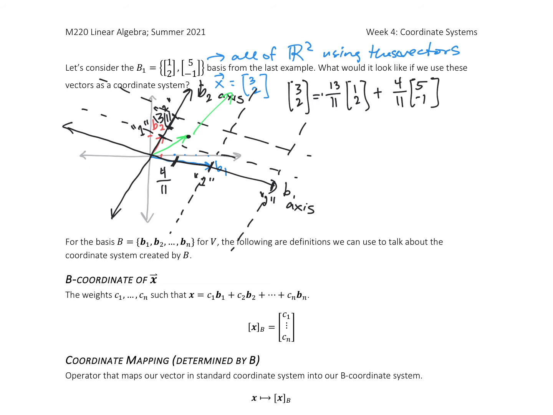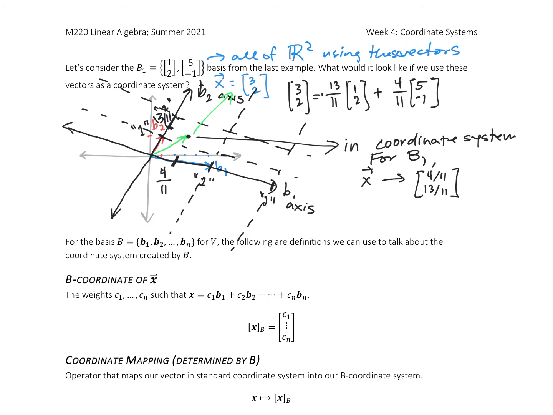So in other words, the vector in our B1 space, in the coordinate system for B1, our x vector is transformed into the vector, if we're listing B1 first and then B2, 4/11ths and 13/11ths. It doesn't really matter, B1, B2, the order, whatever, it doesn't matter.